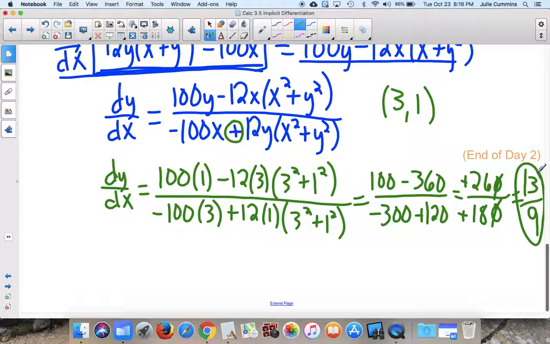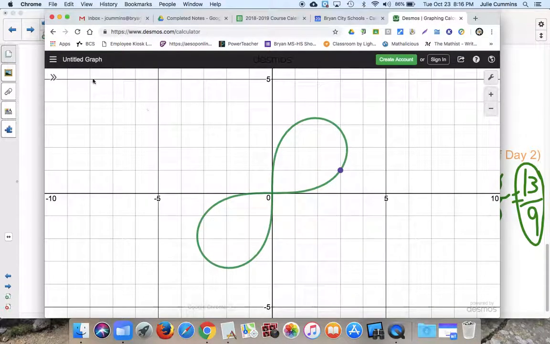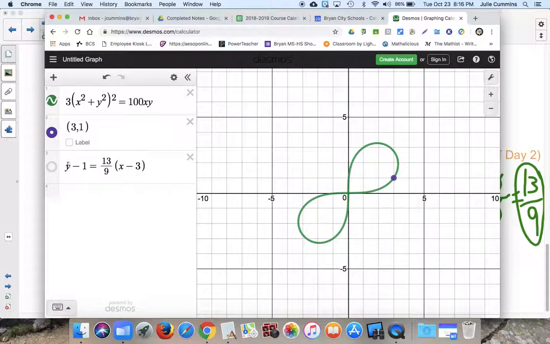Let's check it, because remember we could write the whole equation. If you were asked to write the equation of the line, you would do y minus 1, remember it's got to go through that point, equals our slope, 13/9. That's what the question was really asking for, was the slope, times x minus 3. Okay, let's pop over to Desmos. I actually did this already. Here it is. That's that line. And sure enough, it is tangent there. Okay, so our slope is 13/9.